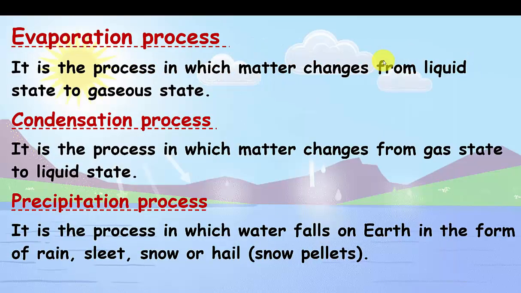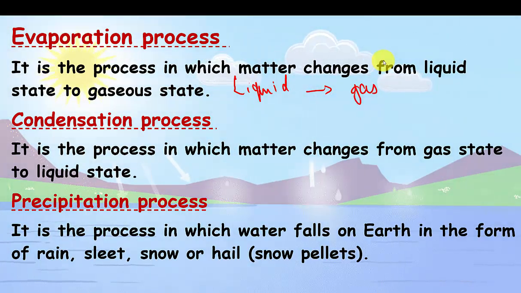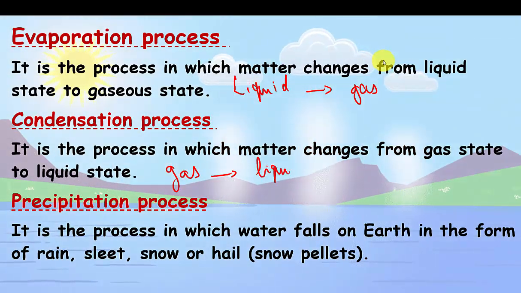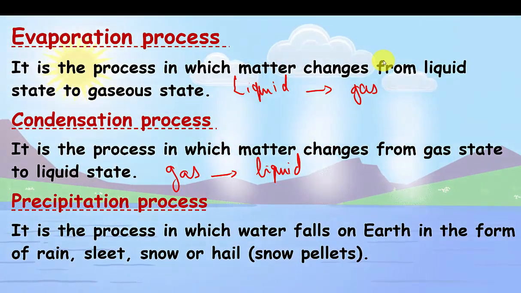The evaporation process, as we said, is the process in which matter changes from liquid to gas. So when liquid is transferred into gas, we call it evaporation. The condensation process is a process in which matter changes from gas to liquid. So when we transfer matter from gas into liquid, we call it condensation.